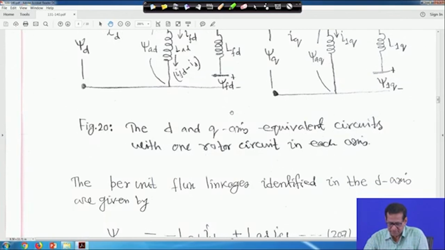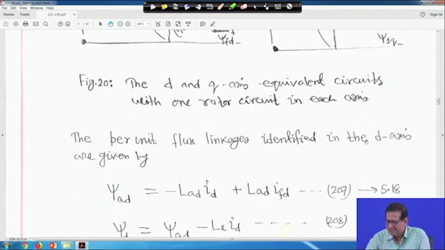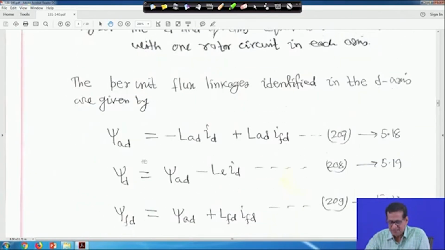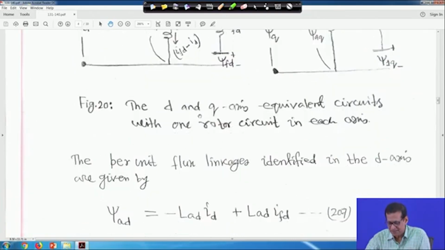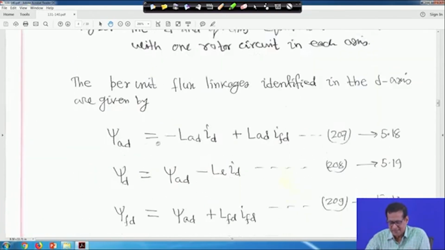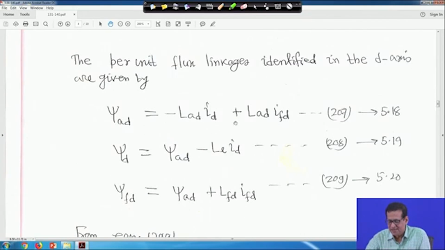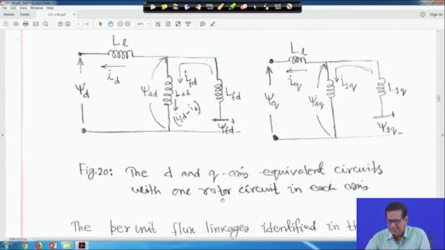So, now the per unit flux linkage identified in the d axis is given by psi AD is equal to minus LAD ID plus LAD IFD. That means psi AD is equal to LAD into (IFD minus ID); you multiply and simplify, it will be psi AD is minus LAD ID plus LAD IFD. Similarly, psi D will be, by KVL, psi AD minus LL ID, and similarly psi FD will be psi AD plus LFD IFD.